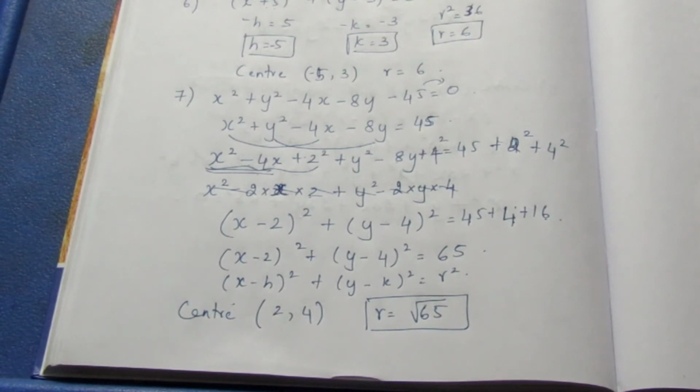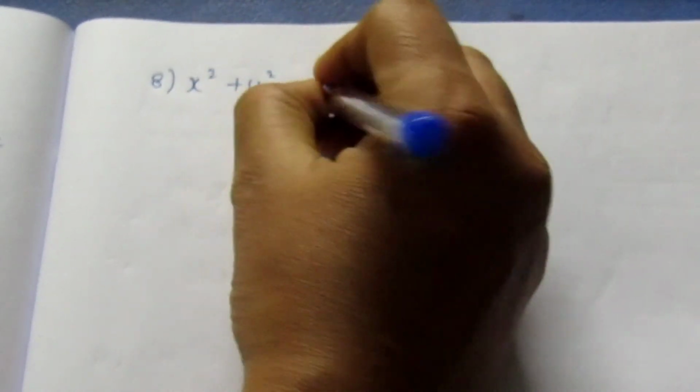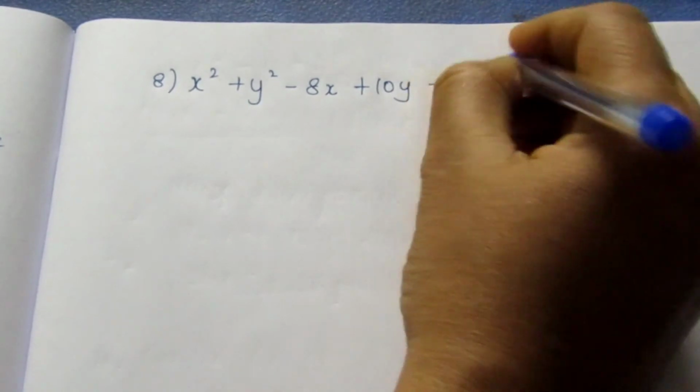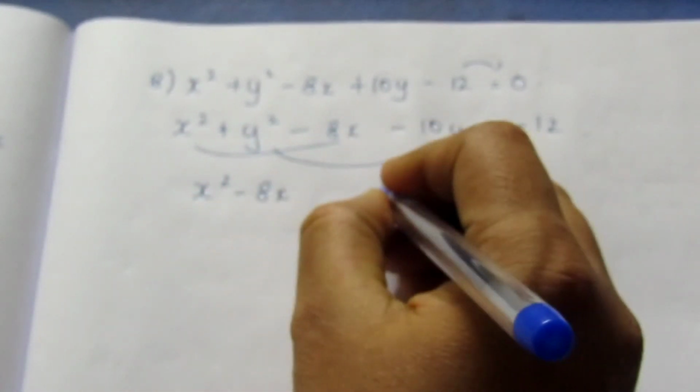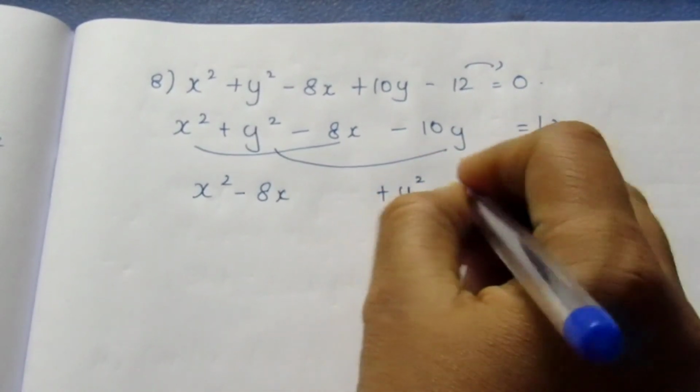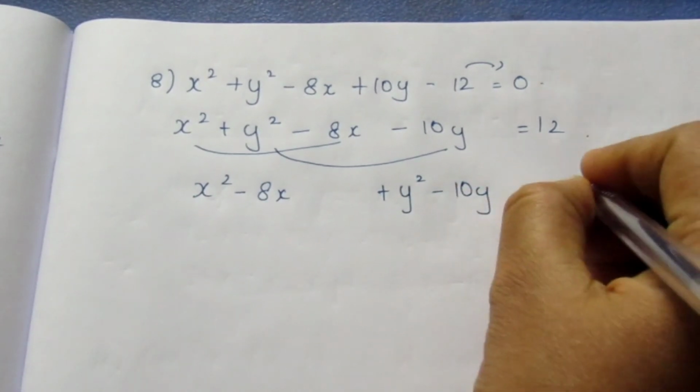Now we'll move on to the eighth one. In the eighth one, we have the question as x square plus y square minus 8x plus 10y minus 12 equal to 0. Bring the constant term to this side, so it becomes x square plus y square minus 8x minus 10y equal to 12. So join these two terms: x square minus 8x plus y square minus 10y equal to 12.